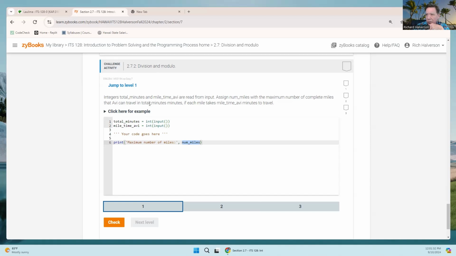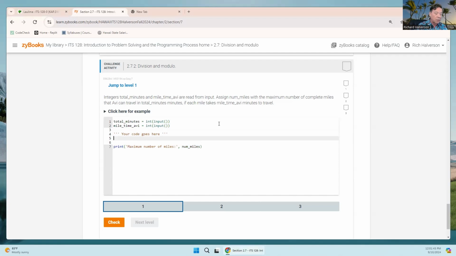So there could be some time left over, but there's not enough time for AVI to do a whole other mile. So basically it's just num miles equals total minutes integer divide mile time, because we only want the whole number part, the quotient. I think that's the answer.